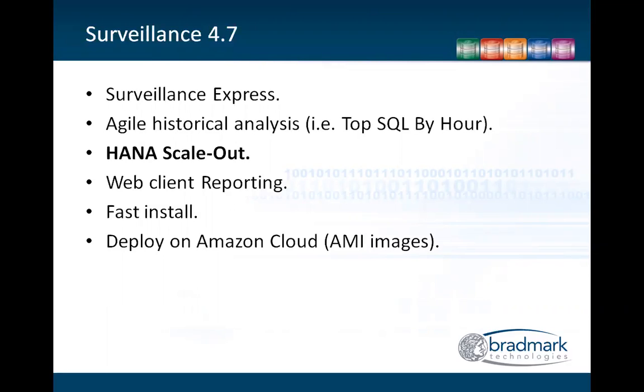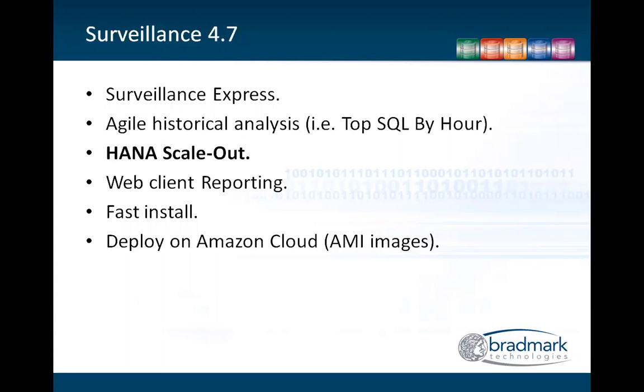So, for example, if we wanted to see top SQL by hour or top SQL by day, we can see that with the Agile Historical Analysis. We can also take a look at the SQL that was running, let's say, between 5 and 7 o'clock yesterday. Those kinds of short-term historical things we're now leveraging out of our flashback repository, and we're able to show that more nicely in the web client of the product. So this is really one of the big emphasis items of 4.7: this short-term historical analysis, the visualizations and information coming out of there.